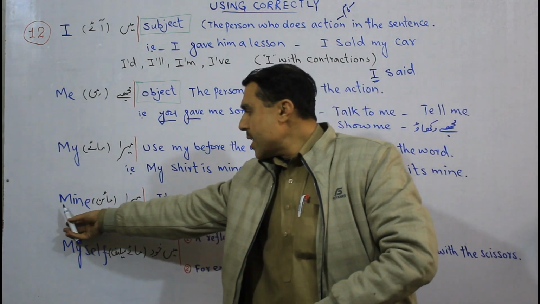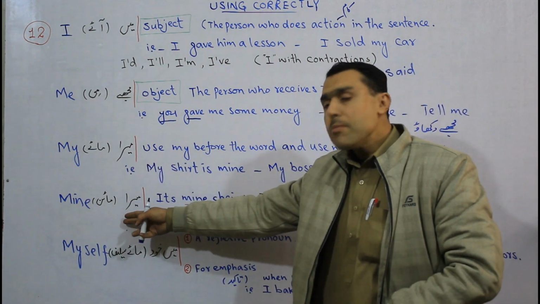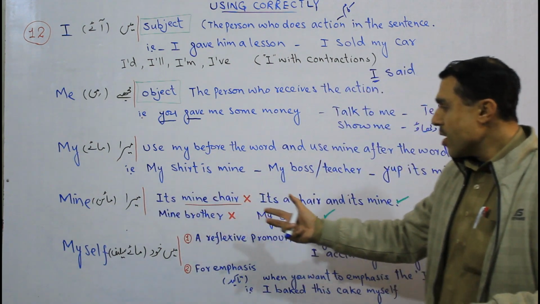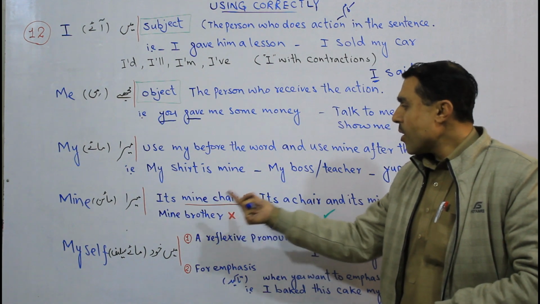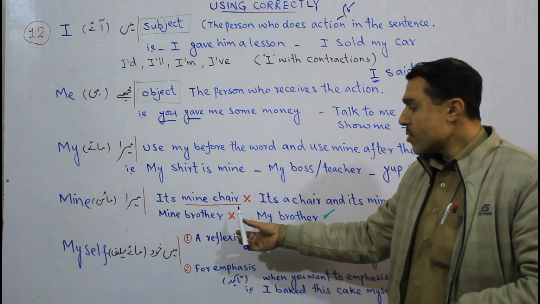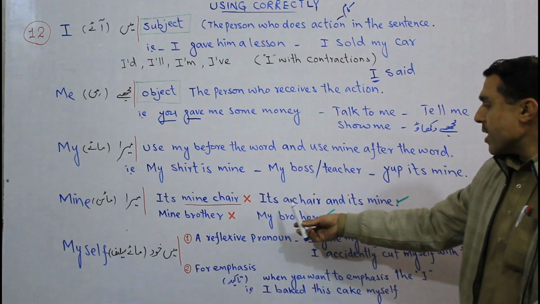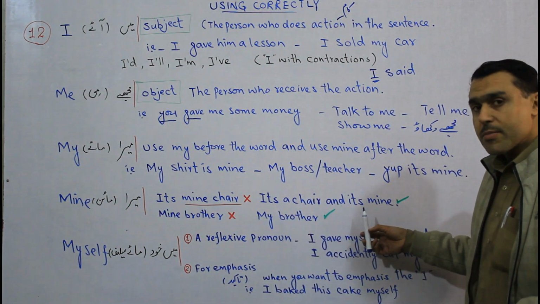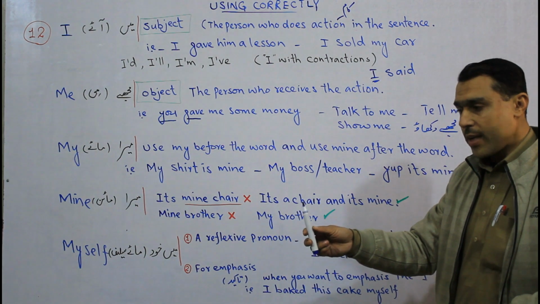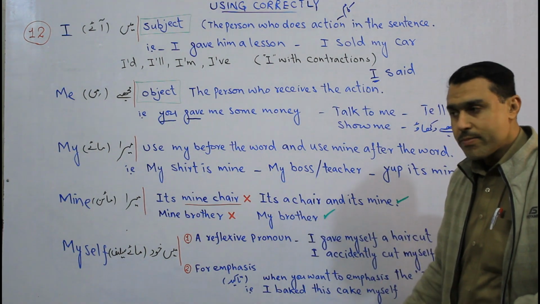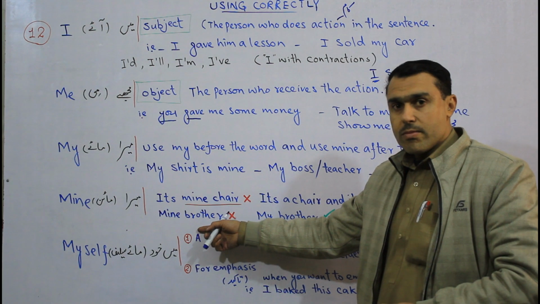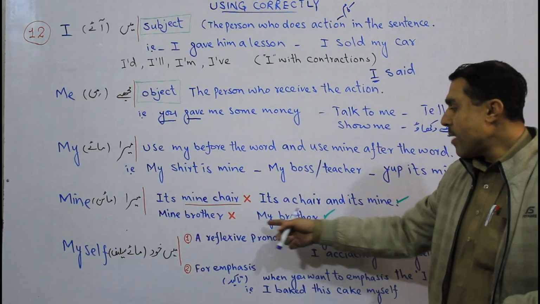We have few more examples to clear mine. So mine also has the same meaning as my, but there is a slight difference between the usage of my and mine, because we often make mistakes when we use my or mine. Suppose if somebody says it's my chair, that would be wrong. We can say it's a chair and it's mine. We can't use the word mine directly with that noun. I can't say it's mine bird. No, it's white and it's mine. My brother, not mine brother. We can say my brother.